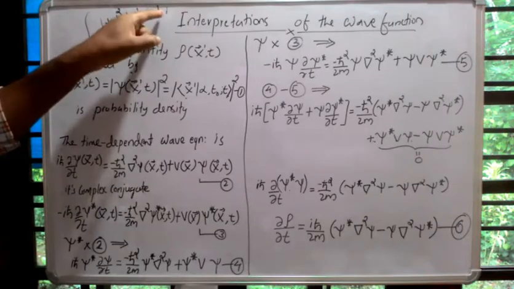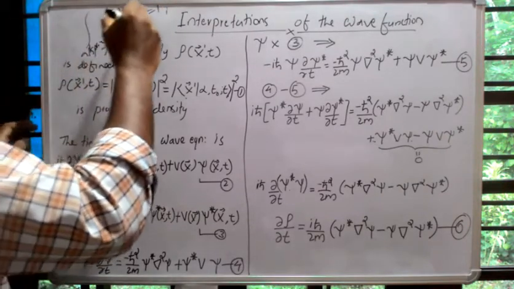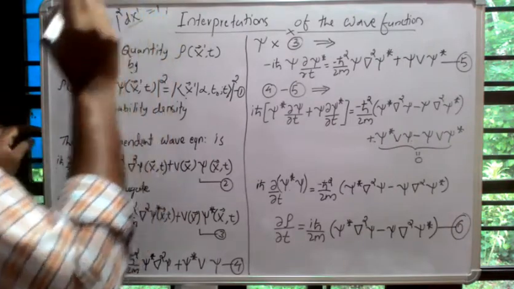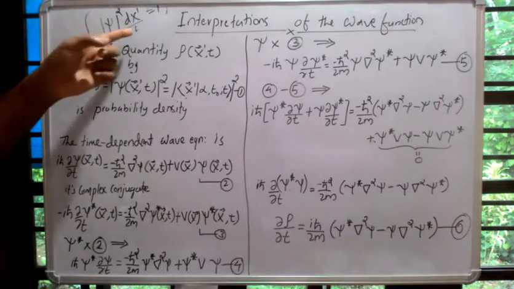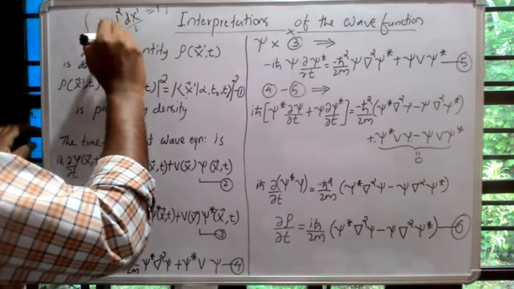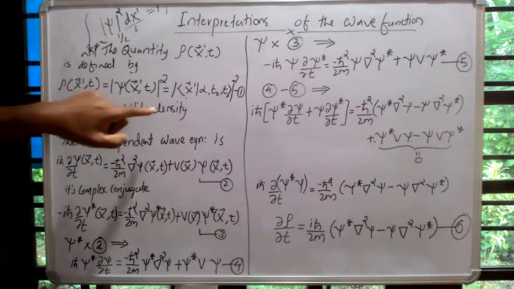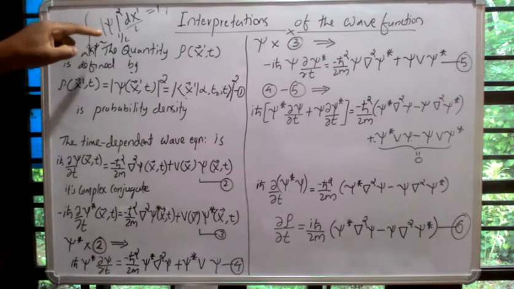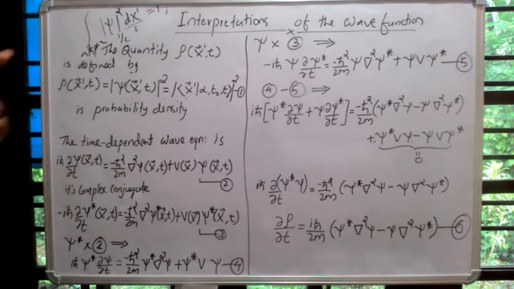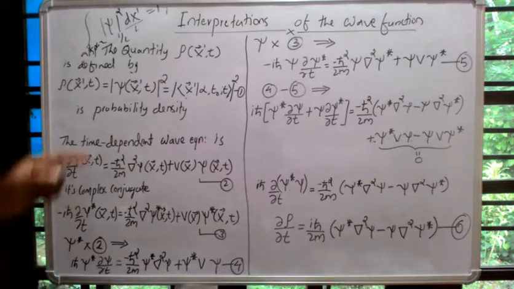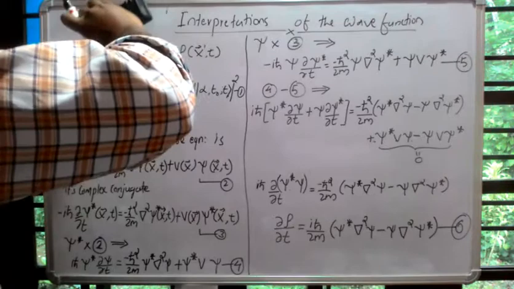Okay, the RHS of this equation is dimensionless, so the LHS of this equation also should be dimensionless, and the dimension of this dx dash in one dimension is L, the dimension of length. So in one dimension, this should have the dimension of 1 by length. That's why this is known as probability density: probability per unit length, and in two dimensions probability per unit area, and in 3D probability per unit volume.